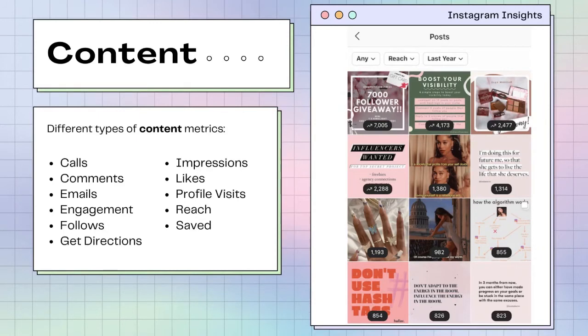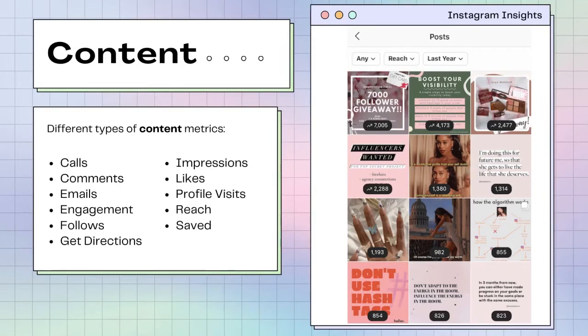Follows is the number of accounts that started following you as a direct result of that post. Get directions is the number of users who tapped get directions, that call to action, after seeing your post. Impressions is the number of times your post has been seen, the total number. The likes is the total amount of likes on your post.